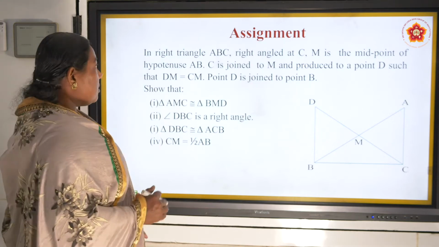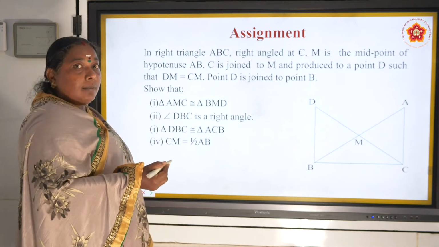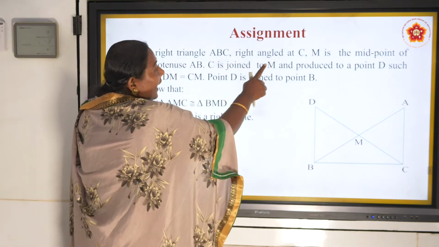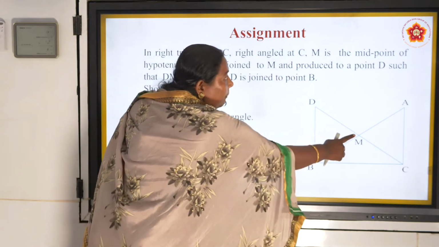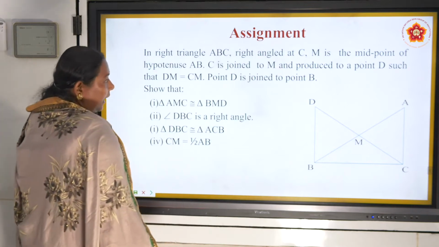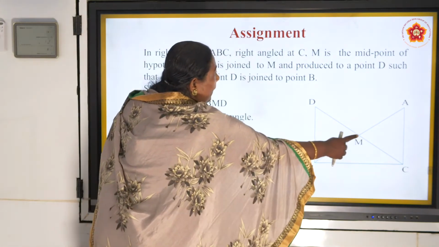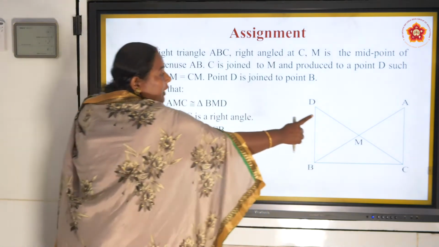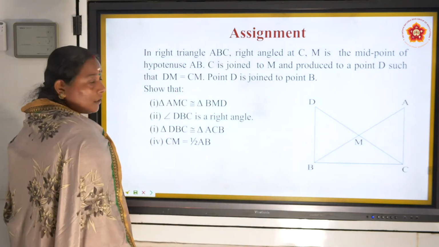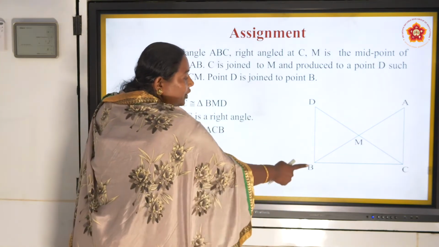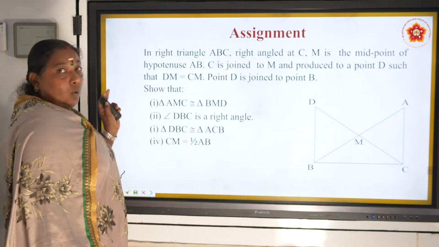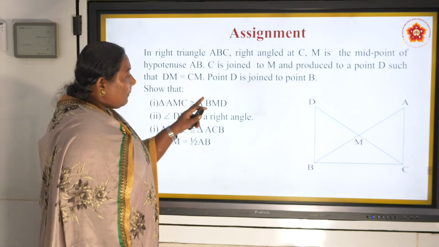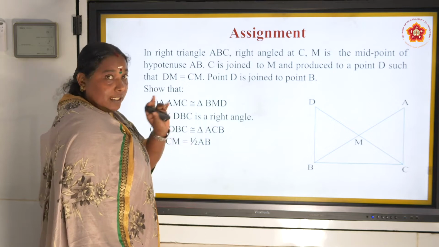So first, the assignment. I already told how to do it, but let us do it again. In right triangle ABC, right angled at C, M is the midpoint of the hypotenuse AB. C is joined to M and produced to the point D such that DM is equal to CM, and the point D is joined to the point B. Now what do we have to show? First, triangle AMC is congruent to triangle BMD.